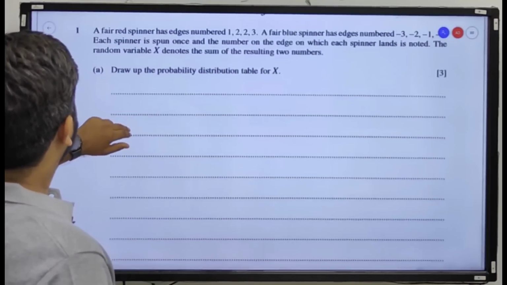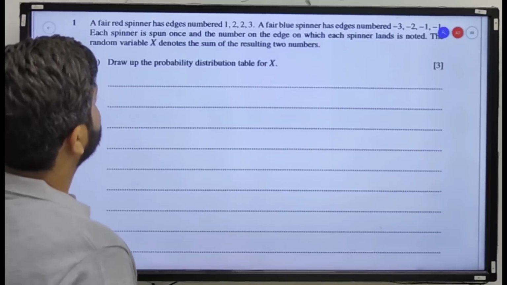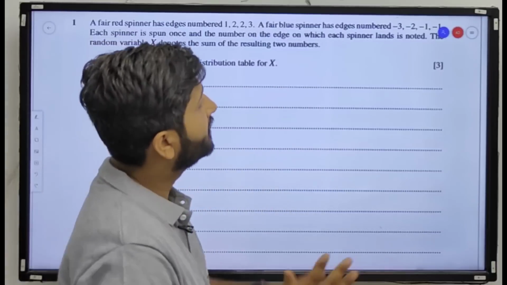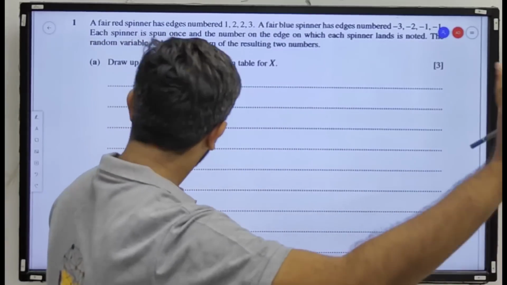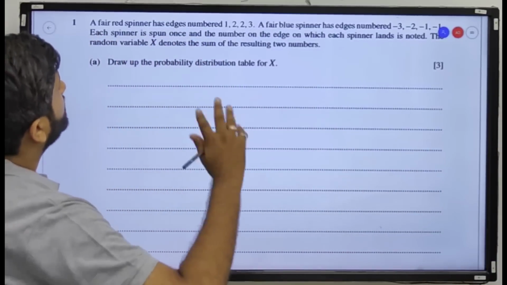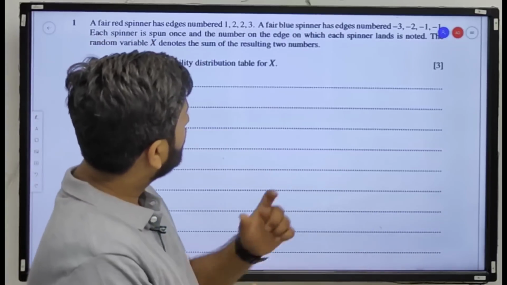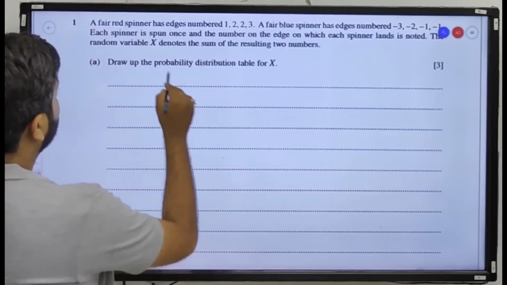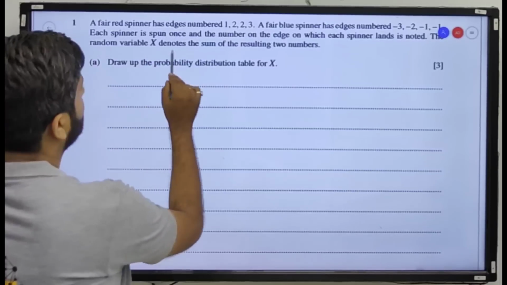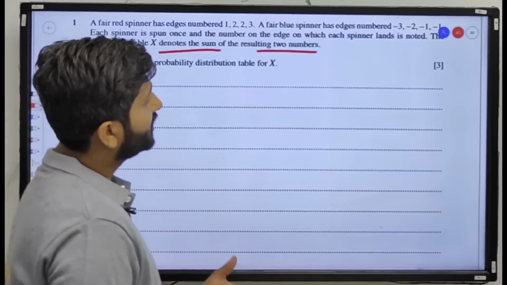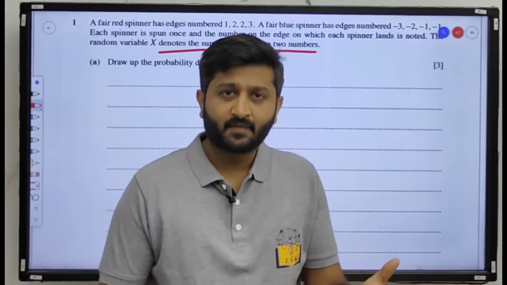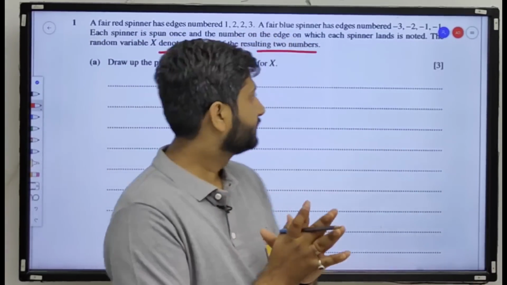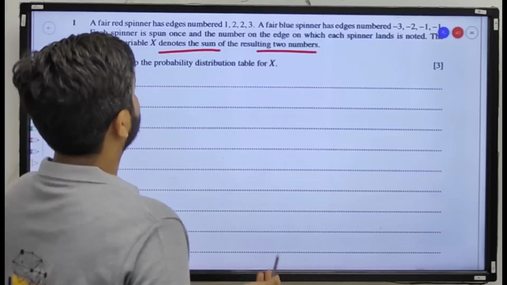Question number 1. A fair red spinner has edges numbered 1, 2, 2, 3. A fair blue spinner has edges numbered -3, -2, -1 and -1. Each spinner is spun once and the number on the edge on which each spinner lands is noted. The random variable x denotes the sum of the resulting two numbers. So what do we do? We have two spinners. We note down the numbers on which they land and then we add the results. Draw the probability distribution table of x.